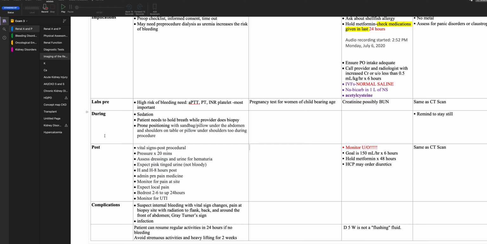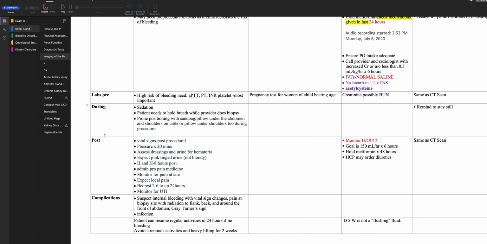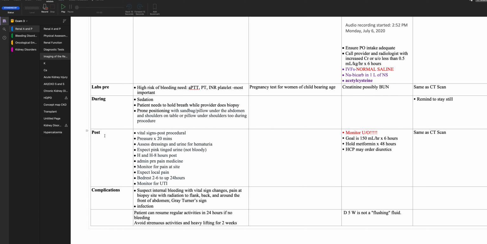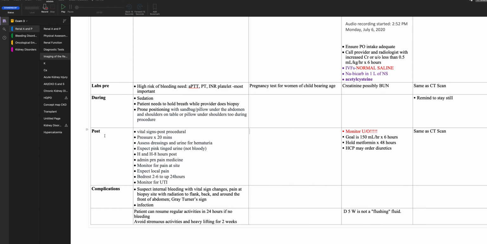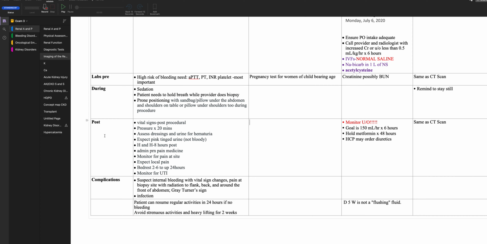There's a fibrous capsule that surrounds the kidney. So that's why you keep them on bed rest, because that fibrous capsule can help tamponade any bleeding. All right, and you know what, if they have Gray-Turner sign, if they have Cullen sign, they could be bleeding, and you know the vital signs for shock, hypovolemic shock. No heavy lifting for a couple weeks.